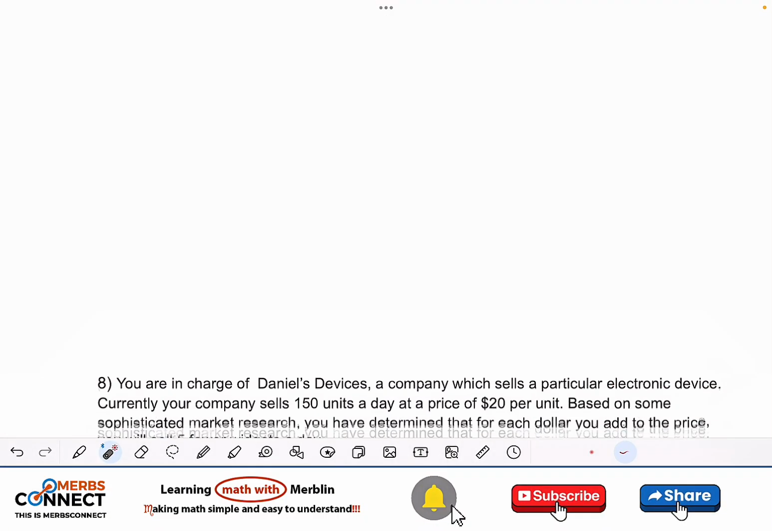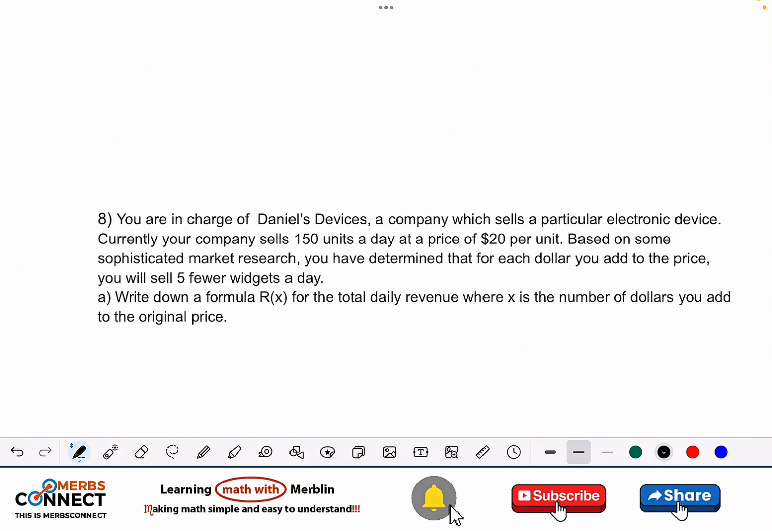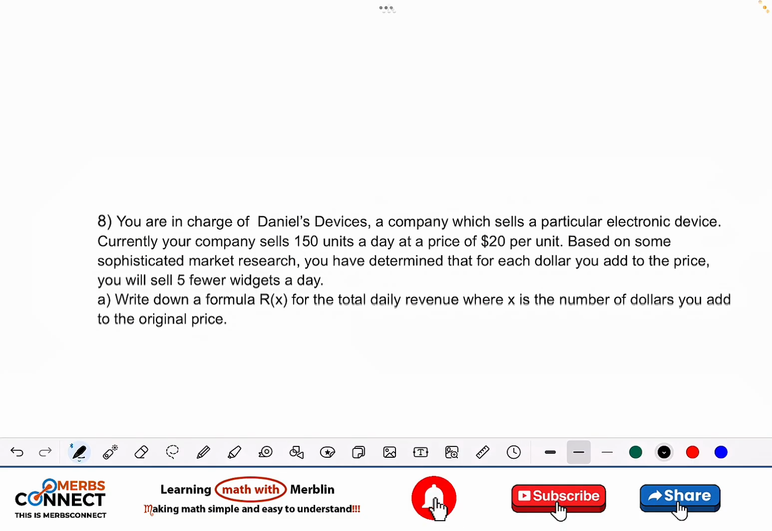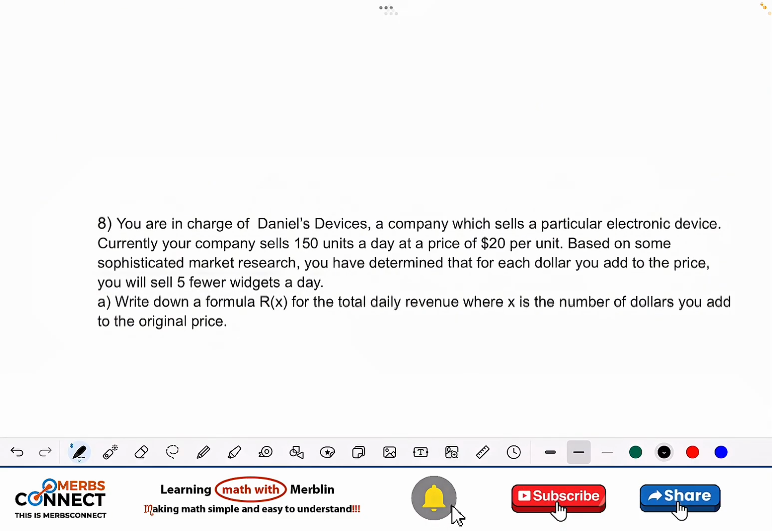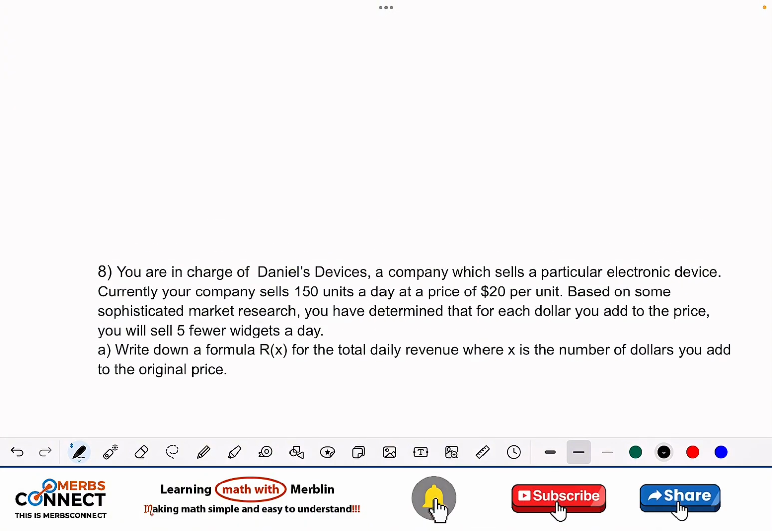Let's look at question 8. Question 8, you are in charge of Daniel's device. So let's try and extract the information and just do it, right? So when you are working with this question, we need to look at current and new, right? So what is the current?